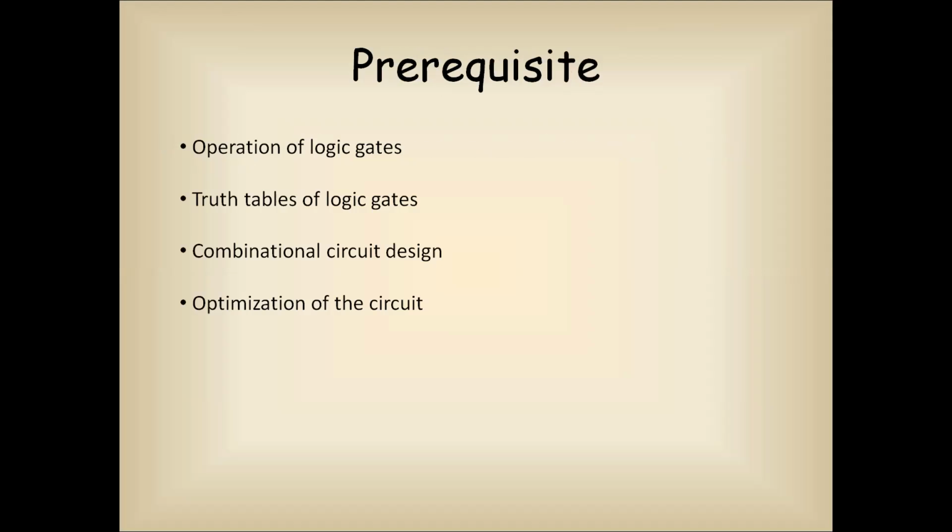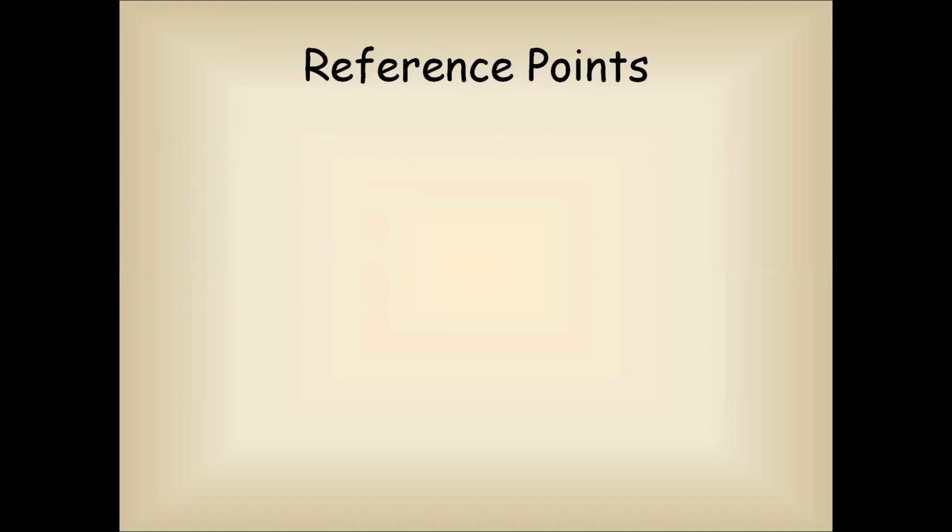So since we are implementing it using logic gates, you need to know the operation of logic gates, the truth tables, how to design a combinational circuit using logic gates, and how to optimize your circuit. So these are the prerequisites which are necessary to design an optimized comparator circuit using logic gates.